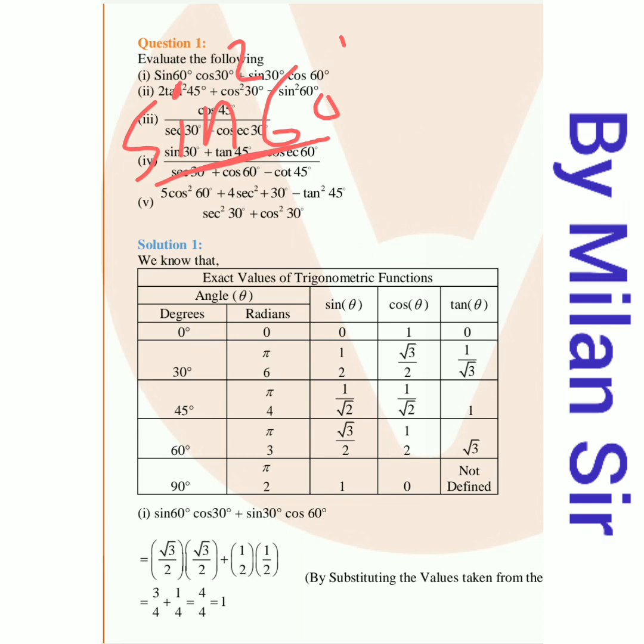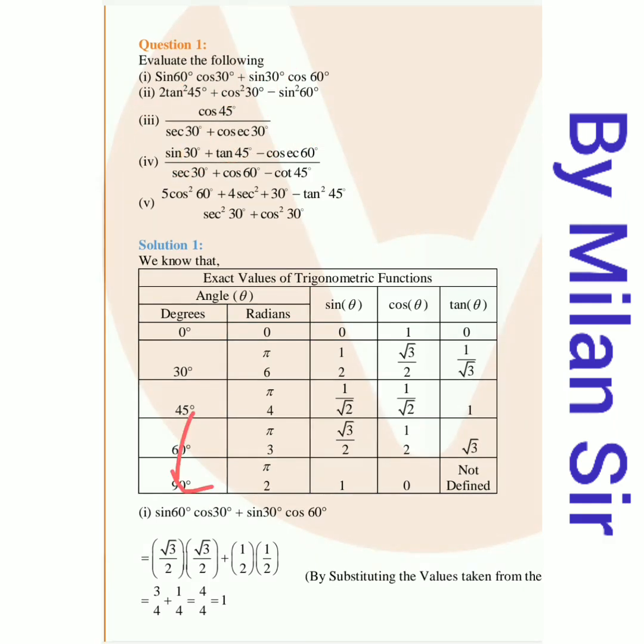In this way, I convert all the values in terms of angle 60. You can also convert it in terms of angle 30. In the same way, finally you get sin square 30 plus cos square 30, and your answer is 1.